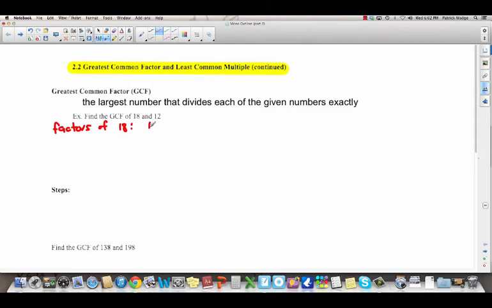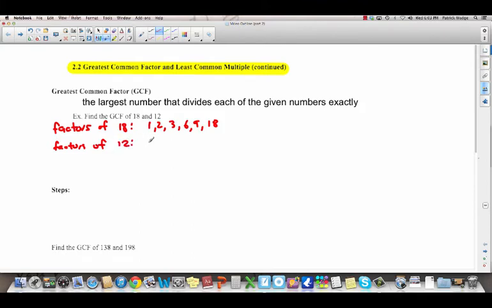Well, 1 is a factor of 18 because 1 times 18. 2 is a factor of 18 because 2 times 9. 3 is a factor of 18 because 3 times 6. Those are the factors of 18. What are the factors of 12? By the way, do you see how I did that? How I kept space and everything? I want to show you a different way you can do this.